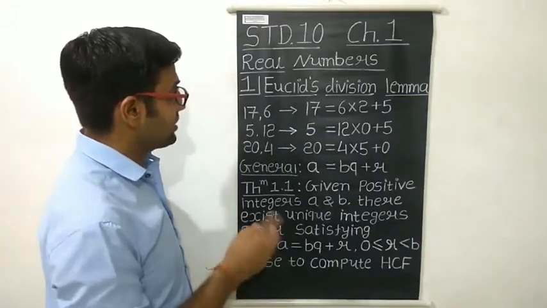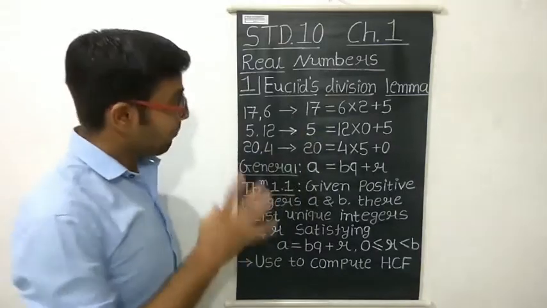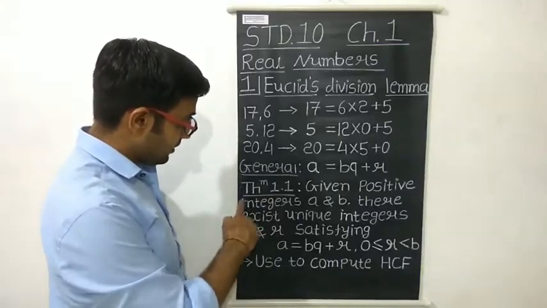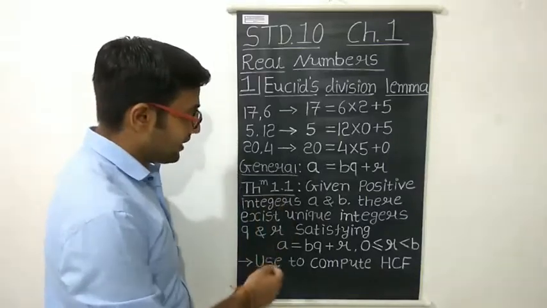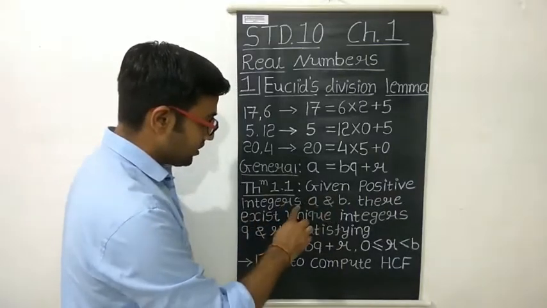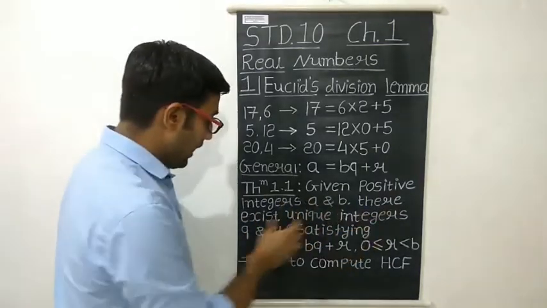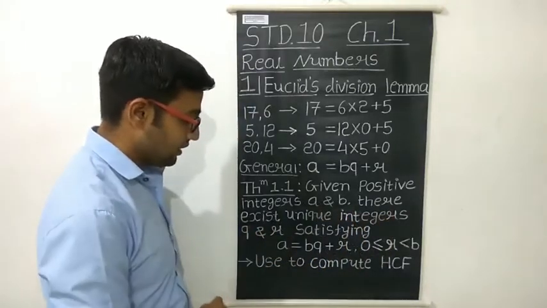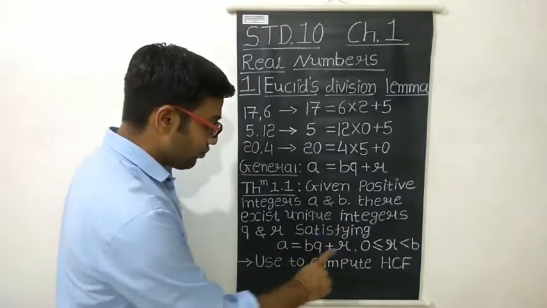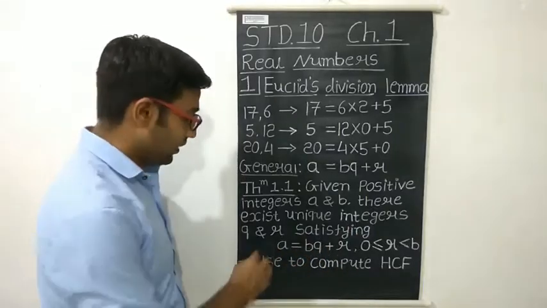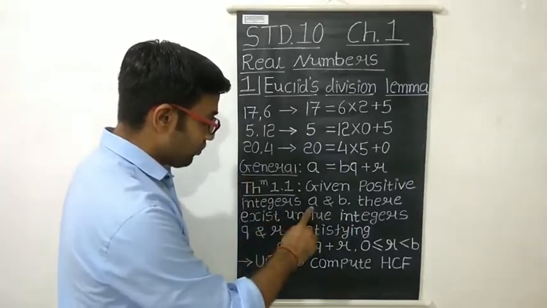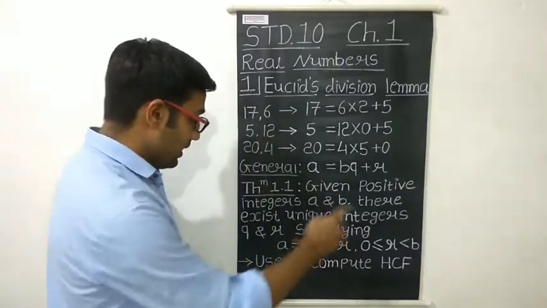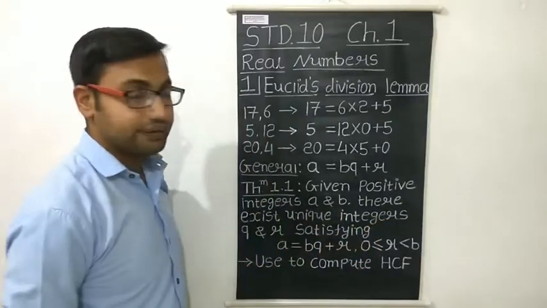Okay. So what is the statement of Euclid's division lemma? By studying these three examples, now we will study the statement. That is called theorem 1.1, and the statement is: given positive integers A and B, there exist unique integers Q and R satisfying A is equal to BQ plus R. We have already seen that the two positive integers A and B we have taken as 17, 6, 5, 12 and 20. There exist unique integers Q and R.